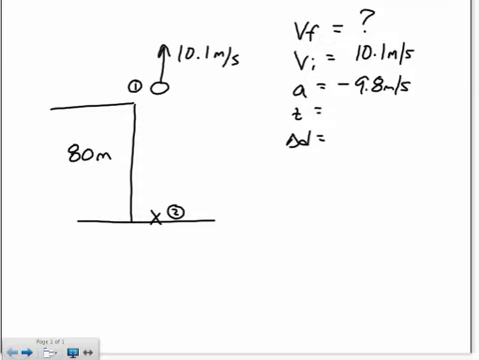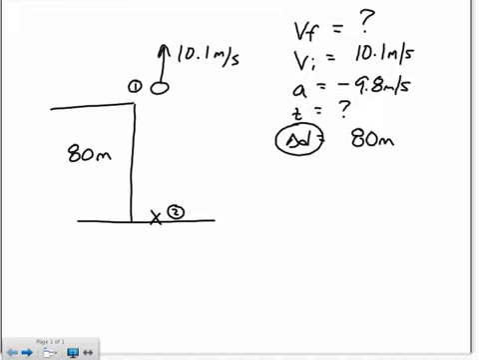Time. We don't know. Change in position. Well, it goes up. We don't know. But you throw it up though. Remember what this is. This isn't distance traveled, it's displacement. It's from where it starts to where it finishes. We start here, we finish there.